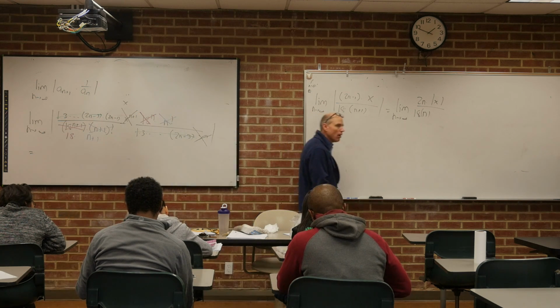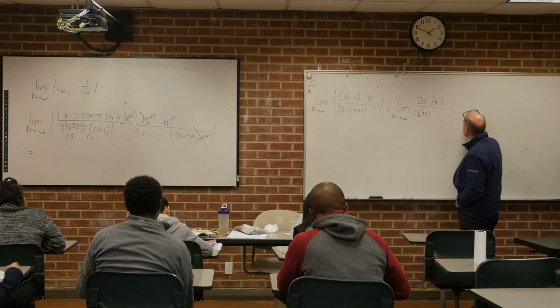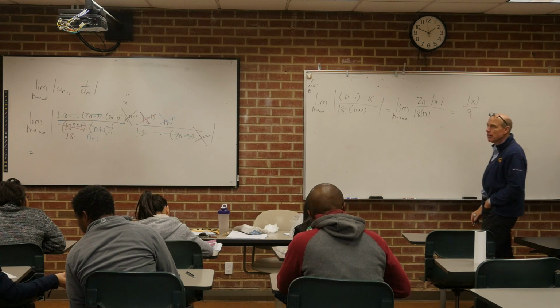If I have a billion and then I add one more, it's still about a billion. Okay, so this ends up being absolute value of x is less than 9.